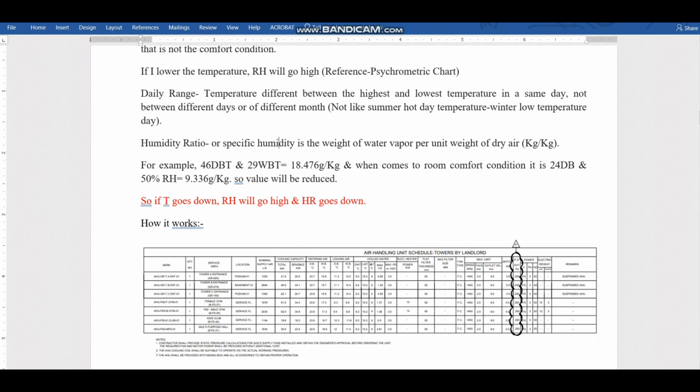The daily range is the temperature difference between the highest and lowest temperature in the same day, not between different days or different months. For example, we should not consider the summer hottest month's higher temperature as the high temperature and the winter's as the low temperature. No, that's not the concept. It's the same day's highest and lowest temperature. So we need to consider this daily range also for the calculation.